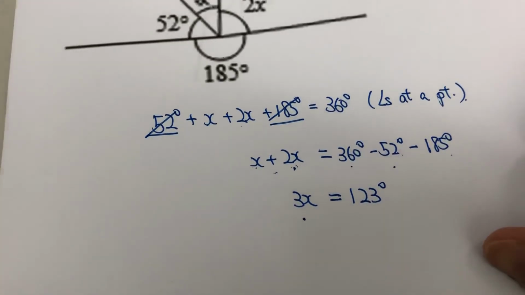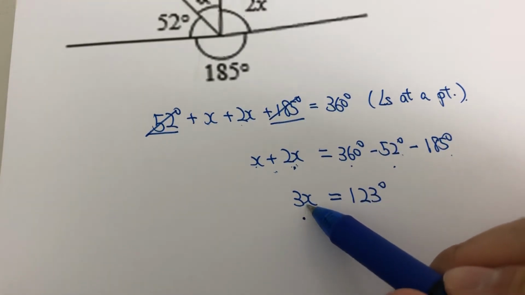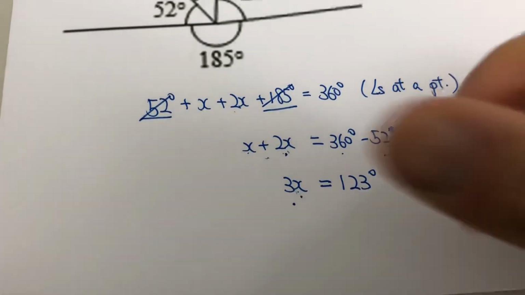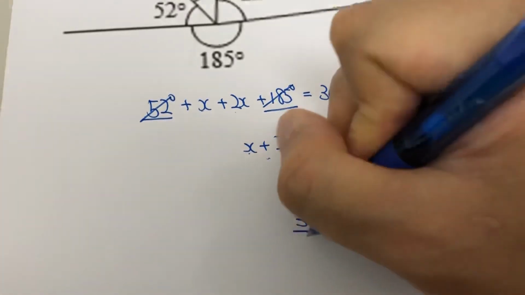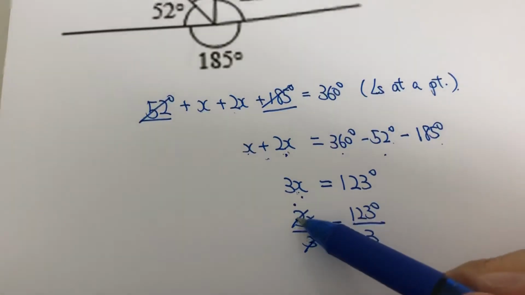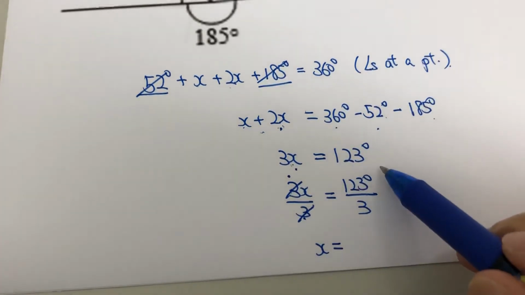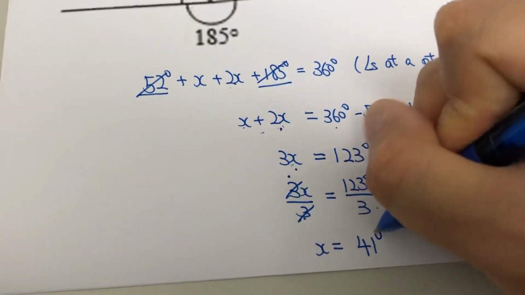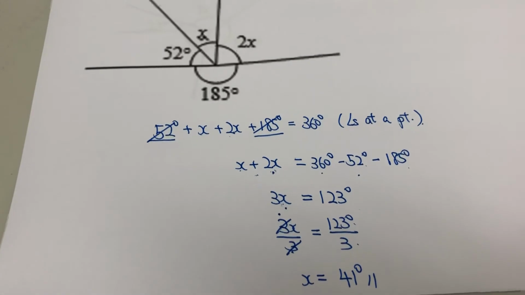We could combine them. 1x plus 2x altogether, we have 3x. Now 3x equal to 123. So can you do one more step so that we could tell what is x? What should we do? Yes, divide both sides by 3. And 3 and 3 could be cancelled out. So we have x equals to 123 divided by 3 becomes 41. 41 degrees. This is the size, the value of x.